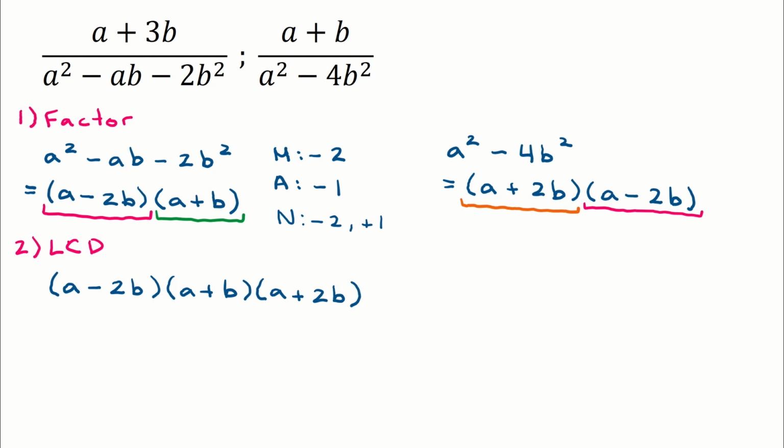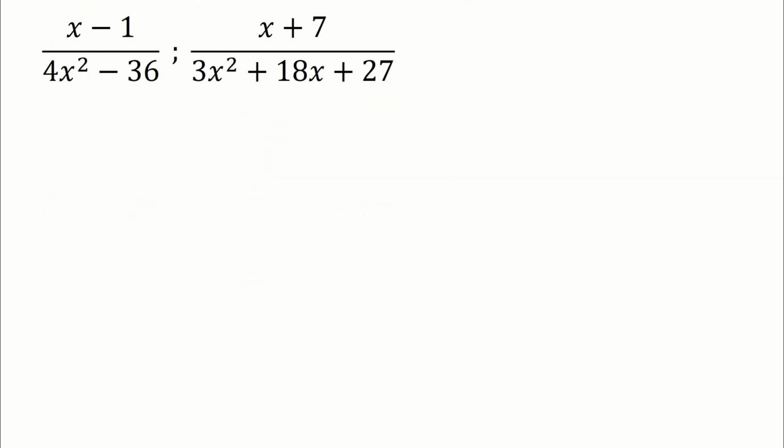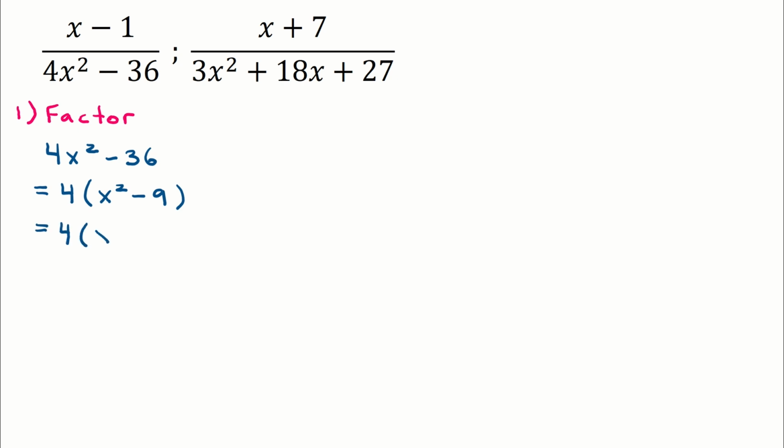Okay, next question, let's look at this one. So we're going to start it the same way. We are going to factor the two denominators. Factoring the first denominator, we have 4x squared minus 36. This is a difference of squares. However, both 4 and 36 are also divisible by 4. So I'm going to start by pulling that out first, leaving me with an x squared minus 9. Then I'm going to factor this further, turning it into 4 times (x plus 3)(x minus 3).